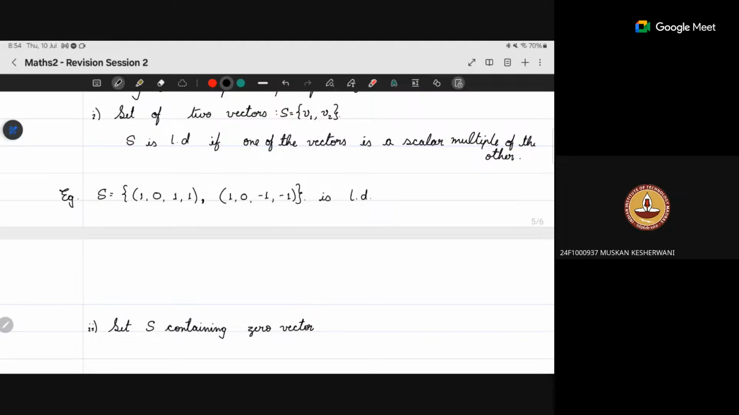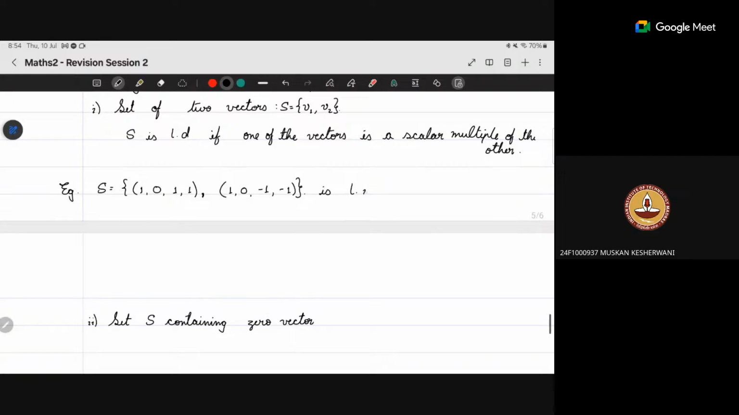If you cannot write one as a scalar multiple of the other, this is linearly independent. Dependent means it's a scalar multiple of the other. So the only way a two-element set could have dependence is by scalar multiplication only. Like one vector is (1, 2) and the second is (2, 4). That is dependent, because one is a scalar multiple of the other.